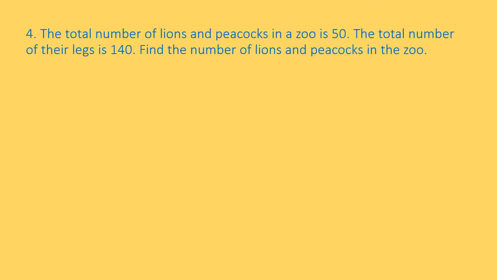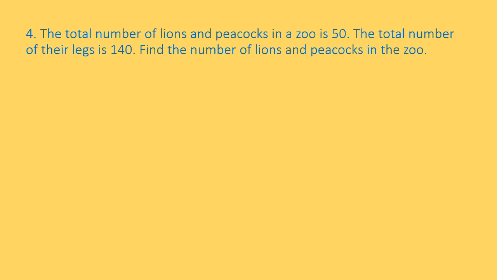So let us start. Now the fourth question says the total number of lions and peacocks in a zoo is 50. The total number of their legs is 140. Find the number of lions and peacocks in the zoo. So we have certain lions and peacocks in a zoo given to us.